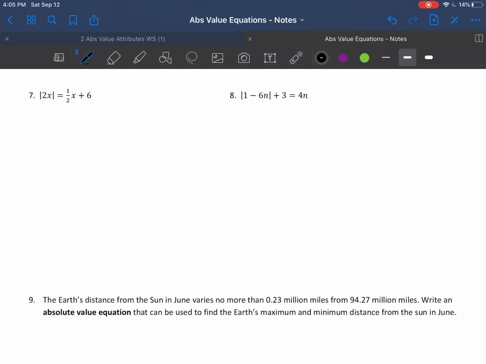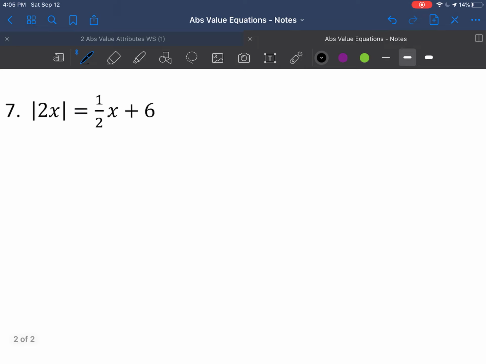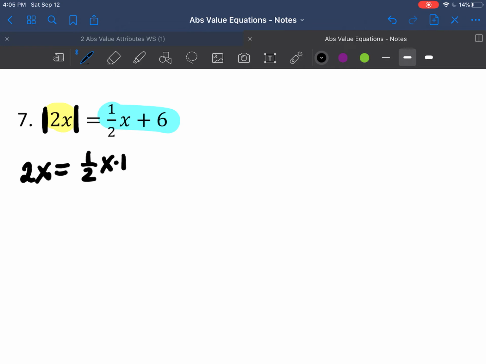All right, so now we're going to talk about what happens when we have variables on both sides. Okay, so on number 7, I'm going to zoom in. We have absolute value of 2x equals 1/2 x plus 6. So these absolute value bars are already isolated, so we are ready to set this 2x equal to the positive version of what's on the right.